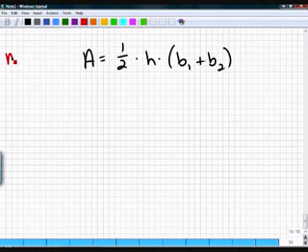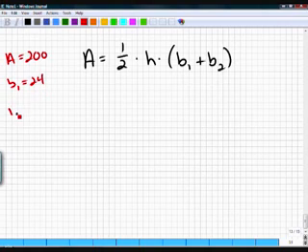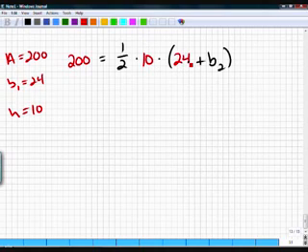So A is 200, B1 is 24, and H is 10. This is, hopefully Nick, this might help you with what you were asking about a while ago. You're missing what piece? B2. So all you're going to do, you're going to take out the A and put 200 there. You're going to take out the H and put 10, and take out B1 and put 24. So we're missing B2. No. This is our beginning. This is where we're starting.